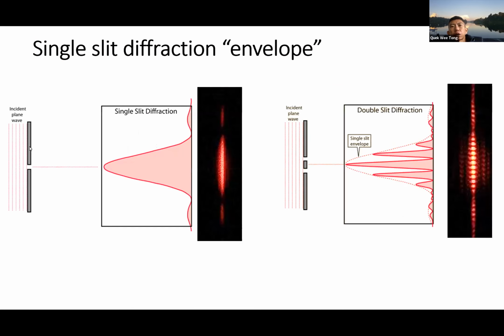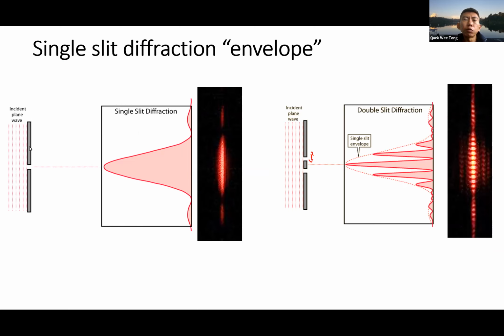Now, let's revisit the double slit pattern and compare it with the single slit pattern. Suppose we have a single slit of a certain size, slit size A. Then you have a double slit, where each slit has the same slit size as before. Turns out that you see some similarity in the pattern. The single slit pattern is given by this intensity graph.